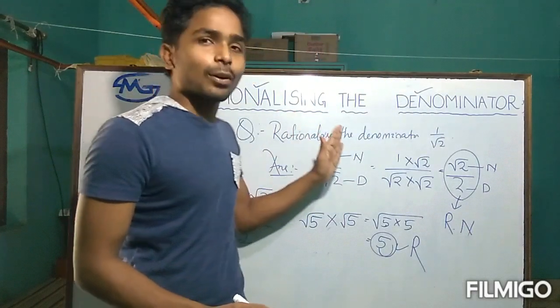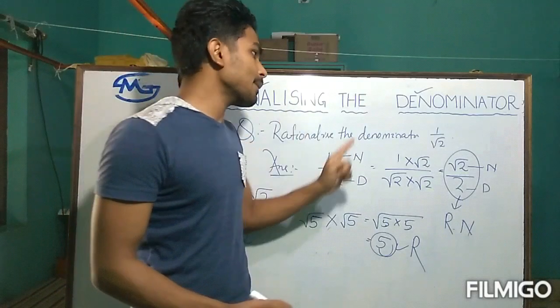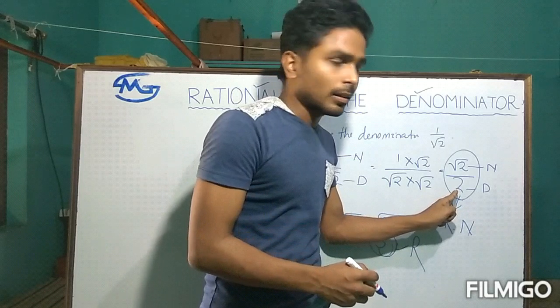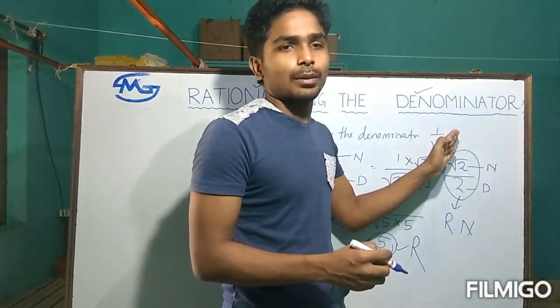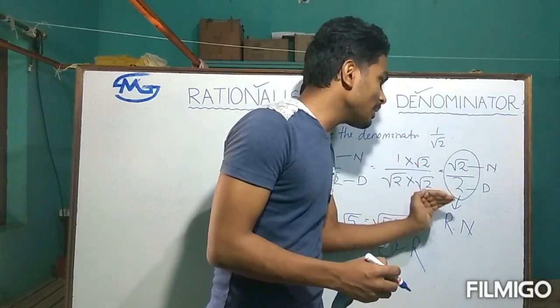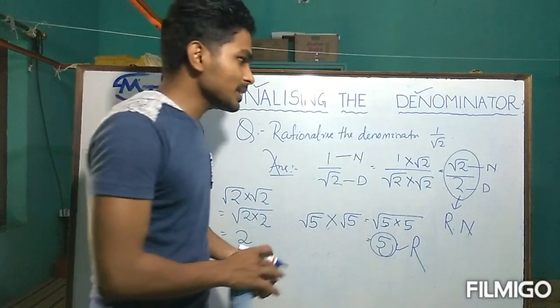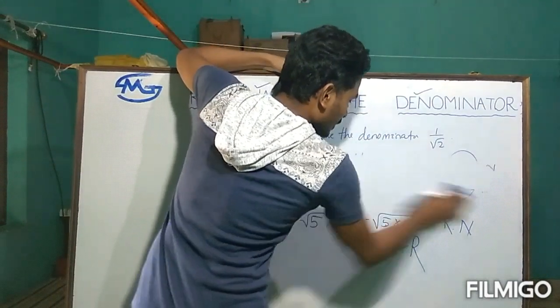And the question asked us to make the denominator rational, and we did that. Even though the numerator is irrational, it does not matter, because we only have to make the denominator rational, and we did that. Understood? So let us take another example so that it is easy to understand.